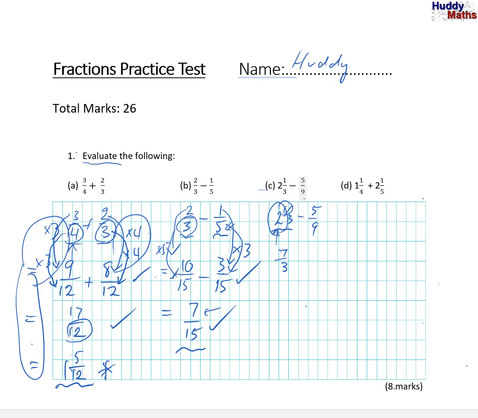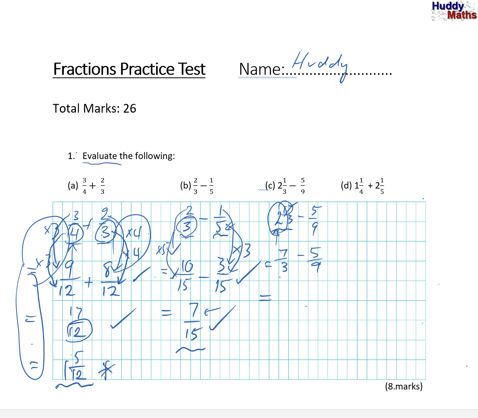3 out of 3 is 1, 3 over 3. So 2 units would be 6 over 3 plus the other third up here, 1 more third, which is 7 over 3. So this problem's going to equal 7/3 take 5/9. So there's a first step in there. So I hope you remembered that one. You might have to go back and revise that.